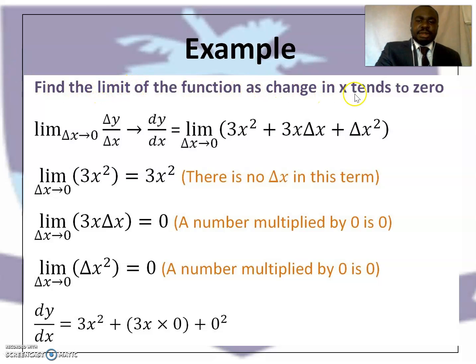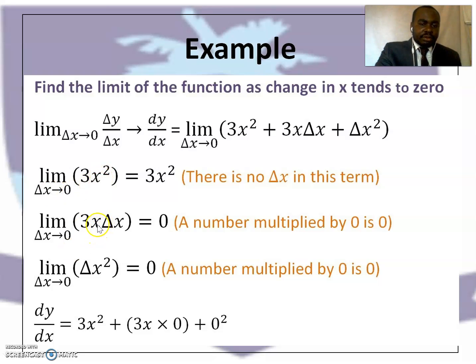Now finding the limit of this function as change in x tends to 0. The limit of change in y over change in x as change in x tends to 0 is our derivative dy over dx. Now let's look for the limits of these functions independently. The limit of 3x squared as dx changes to 0 is still 3x squared since there is no change in x here. So changing x tending to 0 will not affect it.